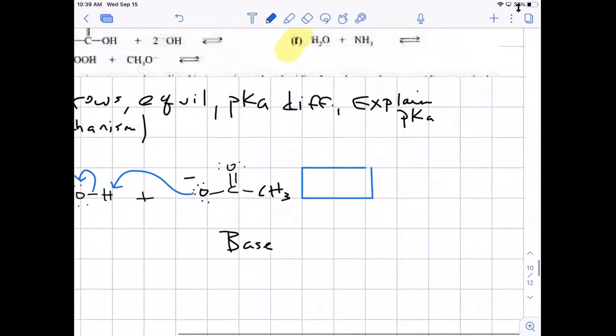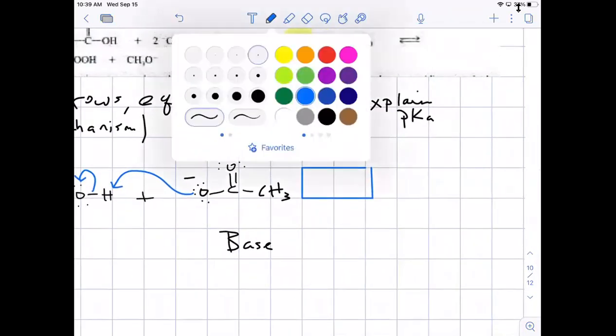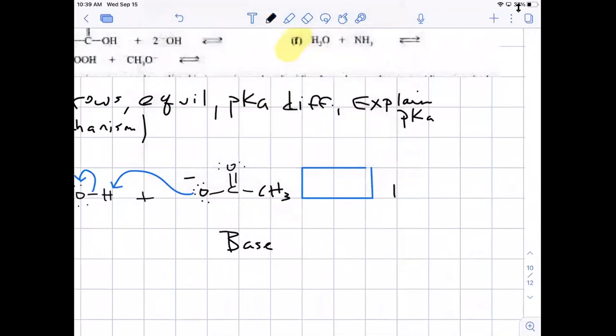So then over on the other side of my arrow, I'm going to get this. Is that right?